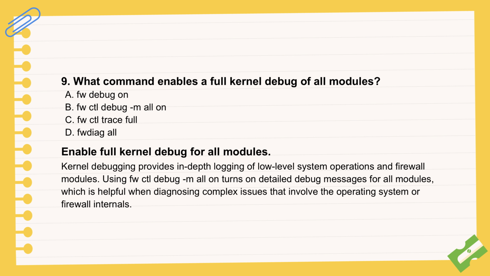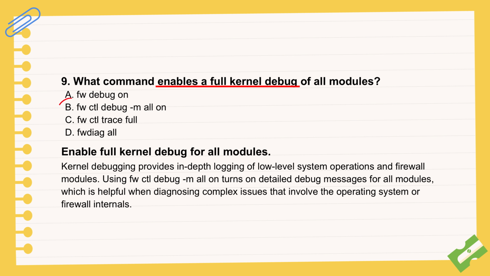fw ctl debug -m all on enables full kernel debugging for all modules. This gives you an unbelievable amount of detailed information right down at the kernel level. You'd only really use this for those really deep, stubborn problems where the standard logs just aren't telling you enough. When you suspect something's wrong way down in the core operating system or the firewall kernel itself, it gives you this microscopic view. But it generates a huge amount of data, and it can impact performance. So again, surgical use, last resort, often. Wow. Okay, peeling back every layer of the onion, basically.